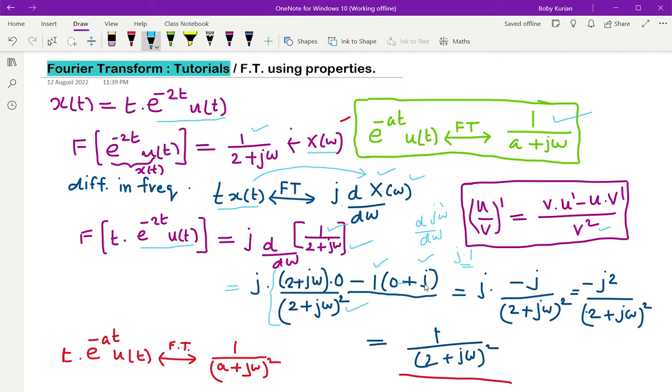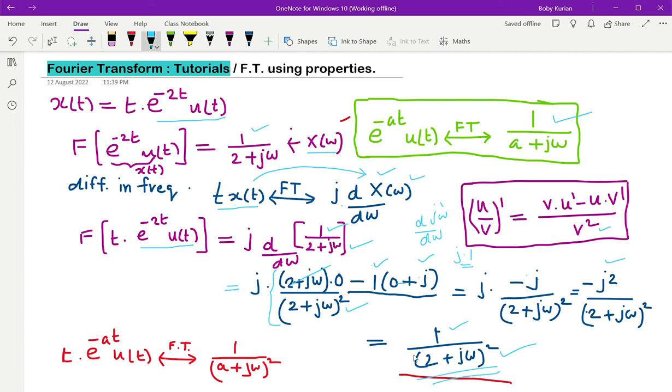So that j is here. So 2 plus j omega into 0, that cancels out, minus 1 into this one, 0 plus j, that is j, so that becomes minus j. So the numerator is in fact minus j, and there is the j outside, j into j, that will become j square. Okay, so minus of j square equal to minus 1 again, so minus into minus 1 will become plus 1. The denominator has no change, that is 2 plus j omega whole square. So this is our final result.